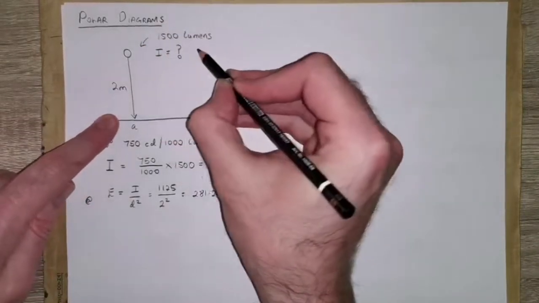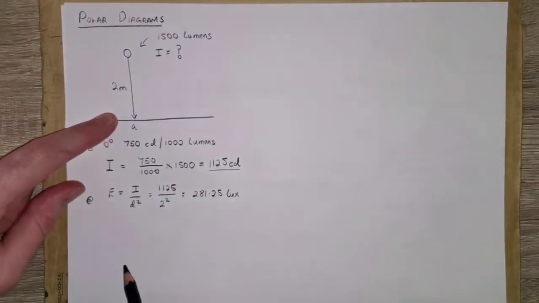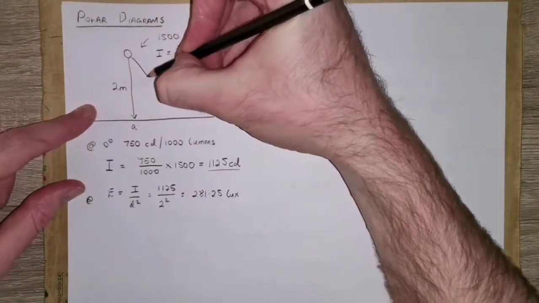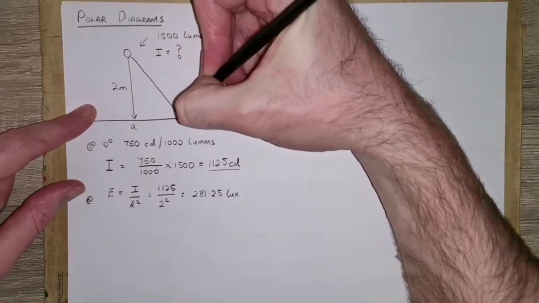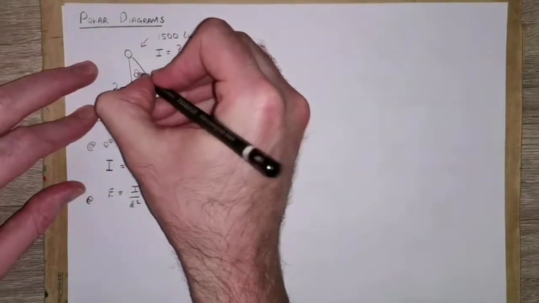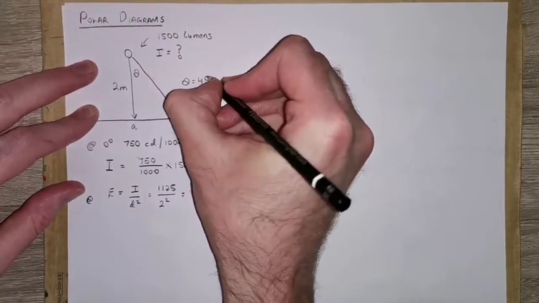Once we have this, because we now know that it's 1125, work out then for, let's say, this angle here, theta, is 45 degrees.